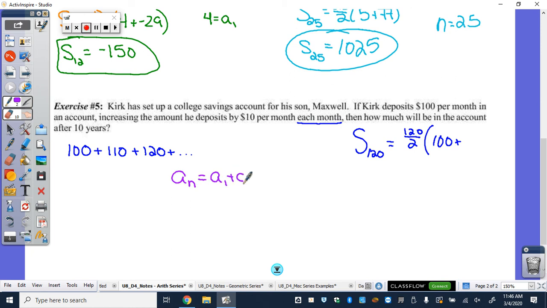So we'll go back to the other arithmetic formula. Again, we have to find the 120th term. What's our common difference? 10, because he's putting $10 more a month. So 100 plus 10 times 119.